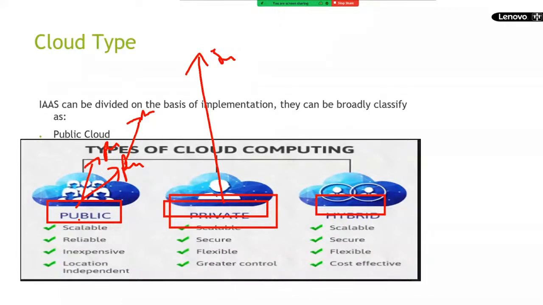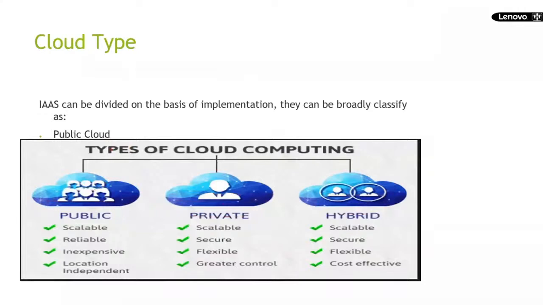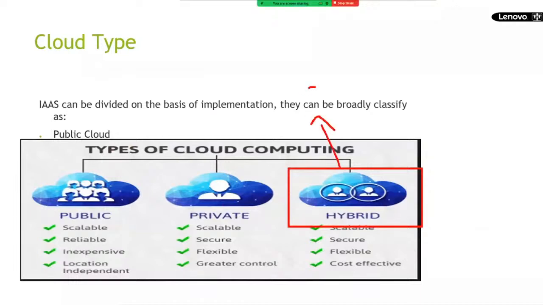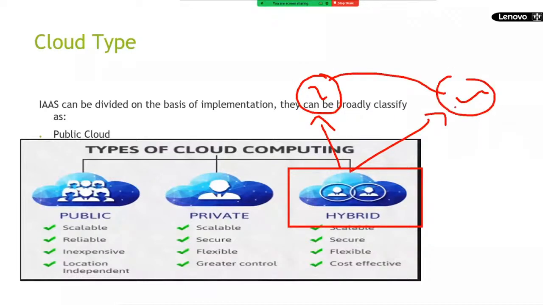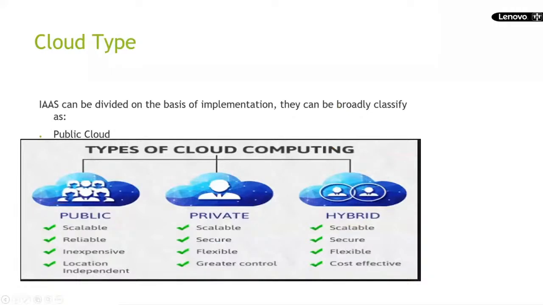Hybrid is quite a common keyword nowadays. Hybrid model: two days work from home, three days work from office. What does that mean? The combination of office plus home is called hybrid. In the same way, the combination of public plus private cloud is called hybrid cloud. I hope you understand it. A few applications are running in public and a few in private. If we establish communication between them, that is hybrid cloud.